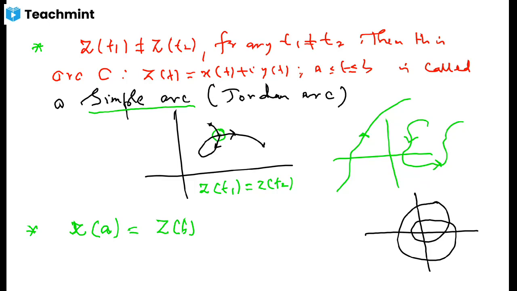I am saying that the initial point of the arc is equal to the terminal point of the arc, and let this be the initial point and this be the terminal point. In such a situation, the arc is known as a closed arc.